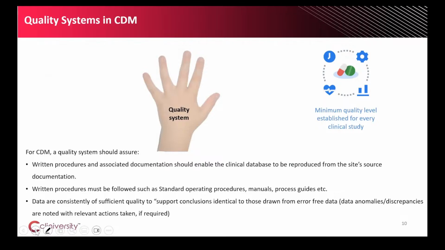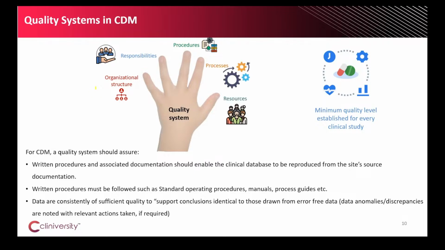Let us now understand the different quality systems in CDM. A quality system in the CDM would comprise the organizational structures, the different responsibilities, the different procedures, the processes, and finally the resources. These are all important to implement quality management. Now, this approach was standardized by the International Organization for Standardization, ISO, and is applicable across any industry, including the clinical research industry.